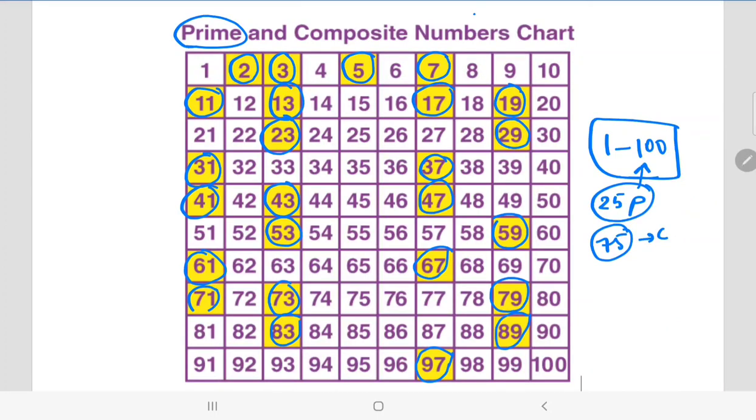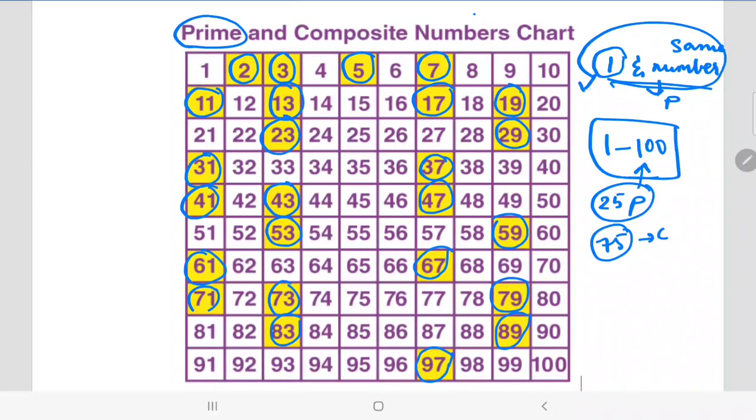Once again, I am telling you, a prime number means any number that has 1 and the number itself as its factors. Any number that has factors other than these is known as a composite number. It will have more factors than 1 and the number itself. That is known as a composite number.